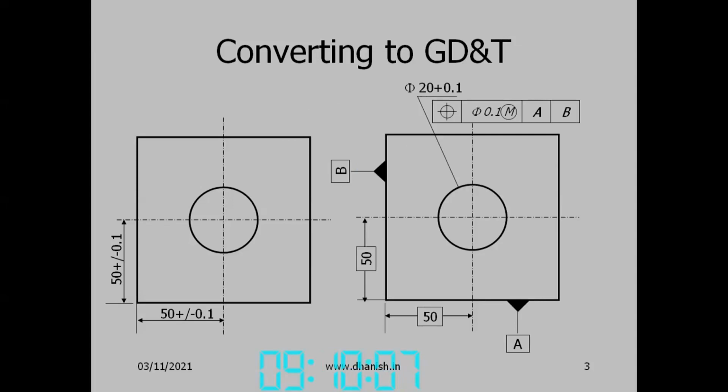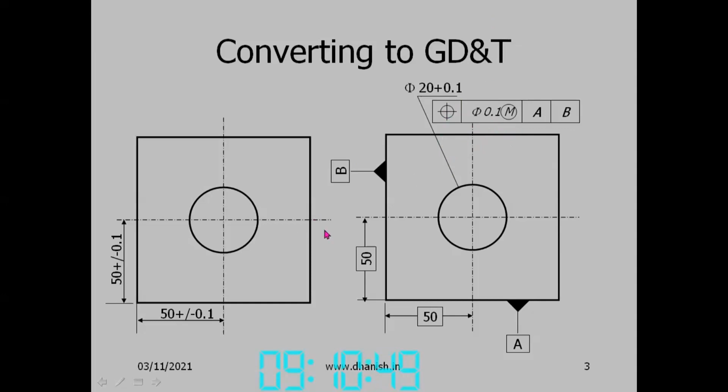In GD&T, we have to write the true positions in rectangular boxes like this, 50 and 50. And then how can the position tolerance be given? That is through this symbol. So this is the position tolerance. What does this mean? This means that the center of this hole should lie within a circle of diameter 0.1 with respect to its true position from A and B.